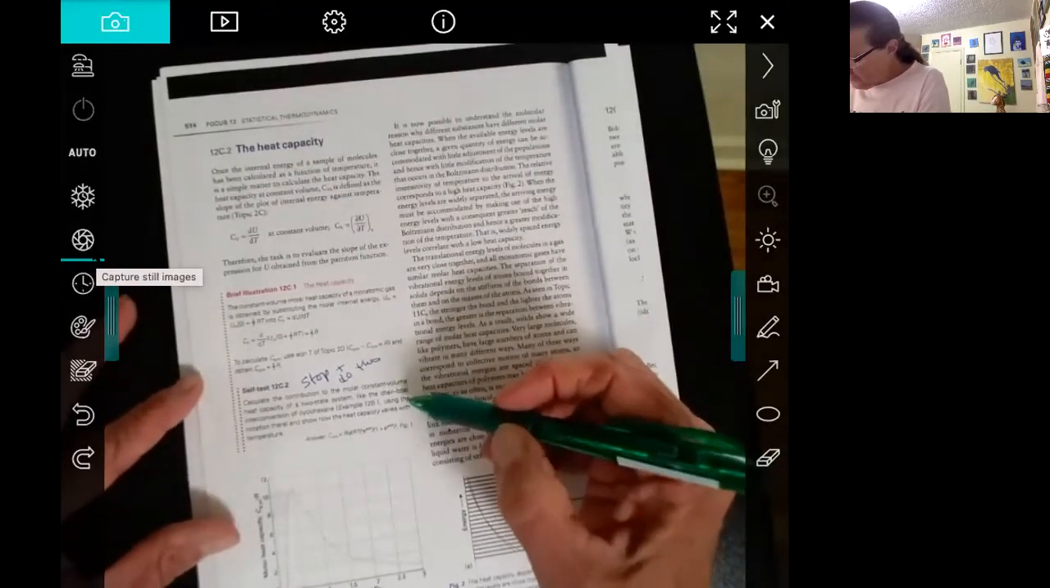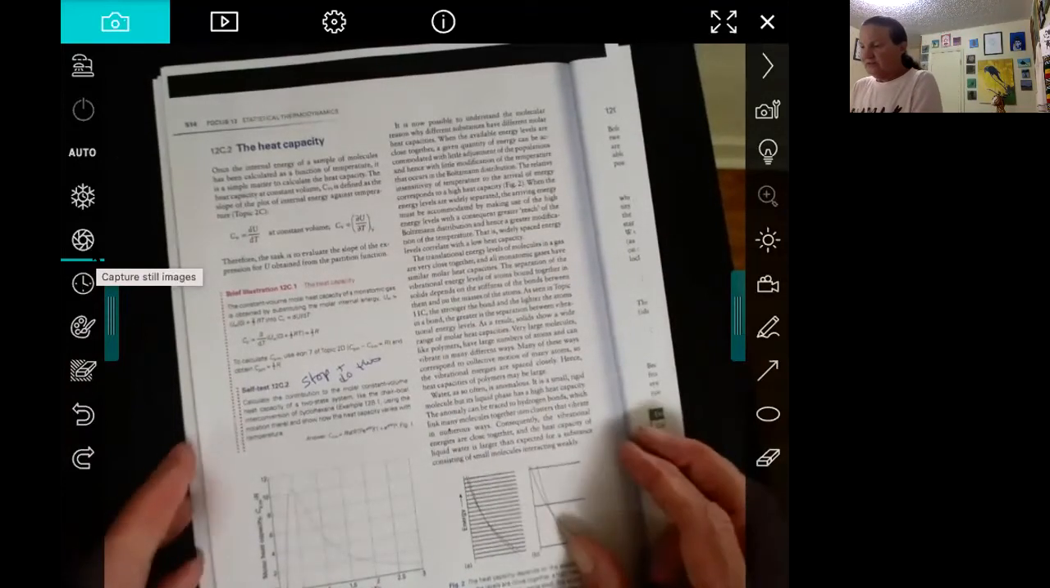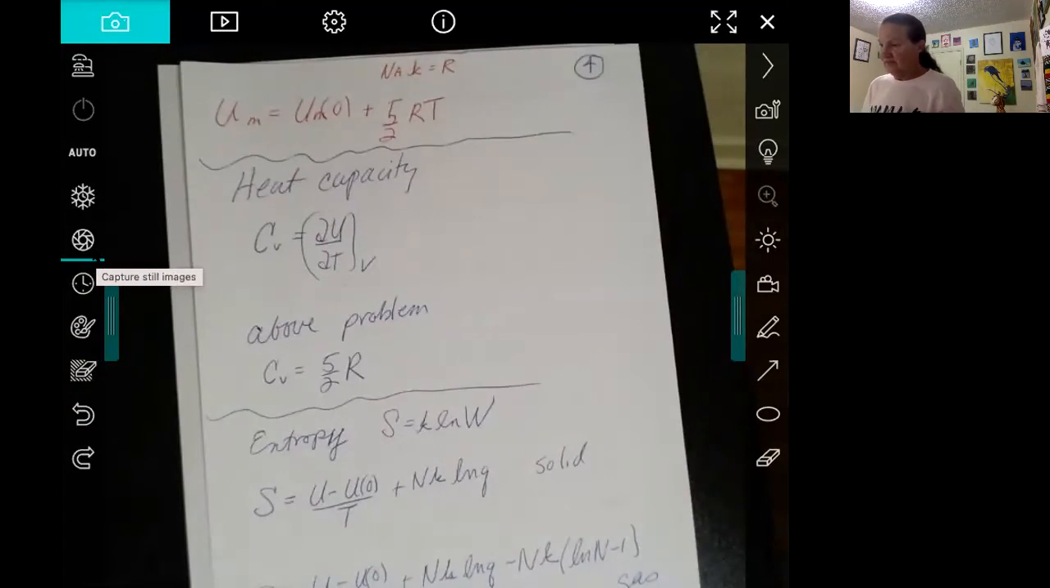So go ahead and stop and do self-test C.2. See if you can get that to work out to be the same as the answer that they get. Shouldn't be too hard. Same concept of putting in your Q, and then for the heat capacity, taking the derivative once you get the internal energy.